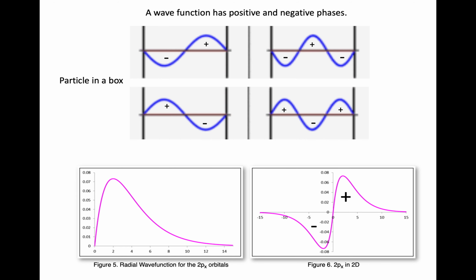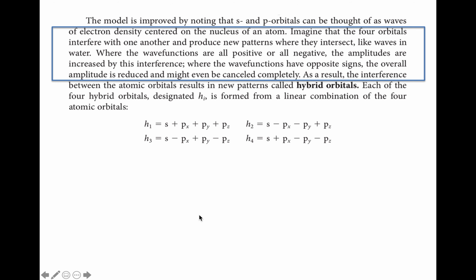We lost this information when we squared it. When we squared the wave function to get the probability of finding the electron, we lost the phase information. Everything became positive. But back to the original wave functions, they have a phase. They have a positive region and a negative region. This is what we are now using when we're combining the wave functions that are initially describing atomic orbitals to describe these new hybrid orbitals.